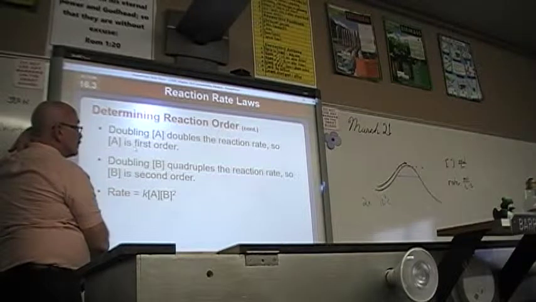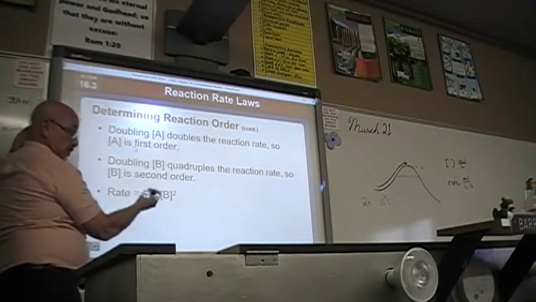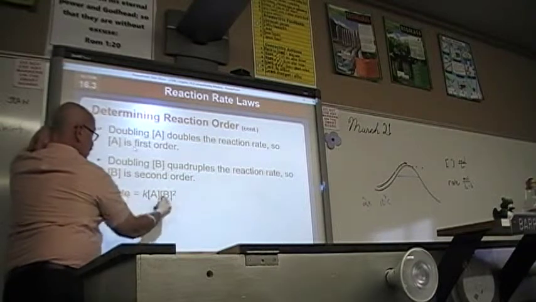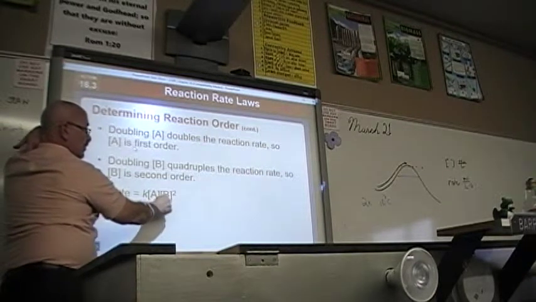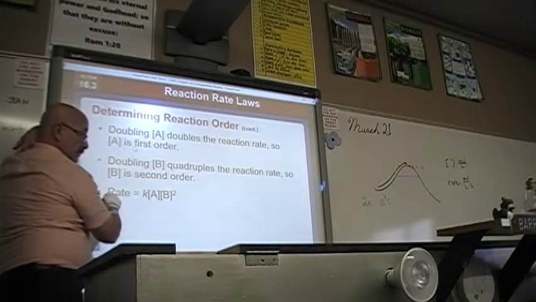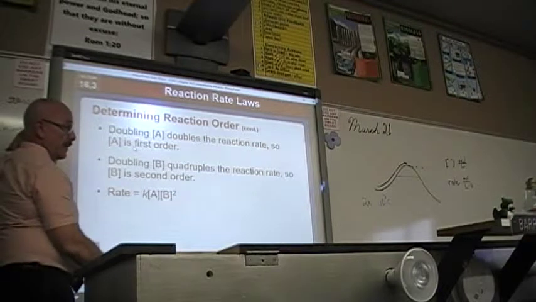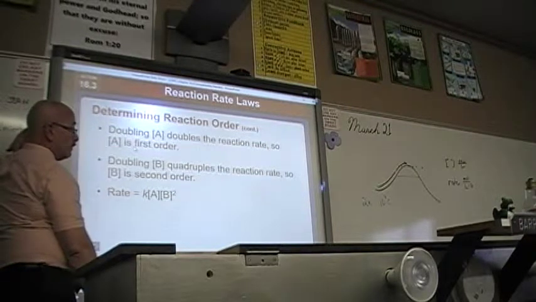So A is doubled and B is quadrupled? Well, it says if I change the concentration of A by 2, it's going to double this number over here. If I change the concentration of B by 2, it's going to change this number by a factor of 4. Now, the problem is both of these can change at different rates. So why does A have a first power and B have a square?